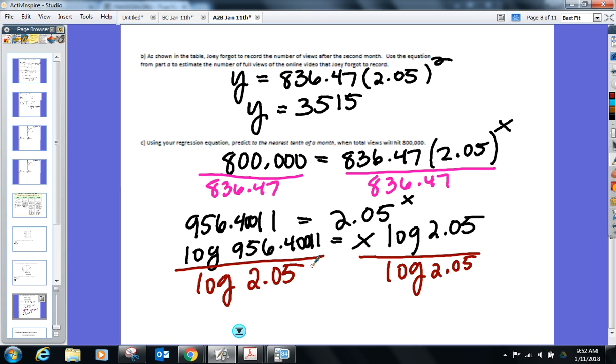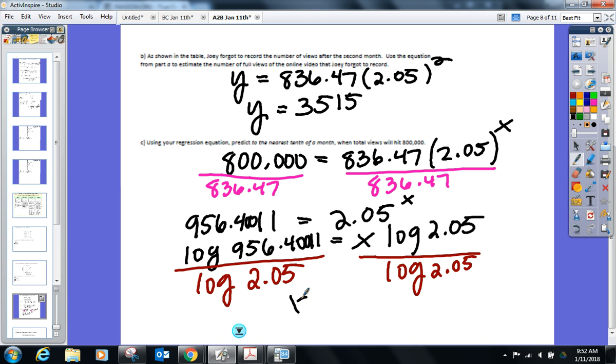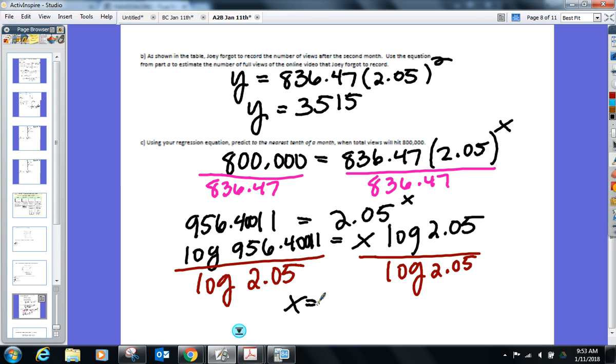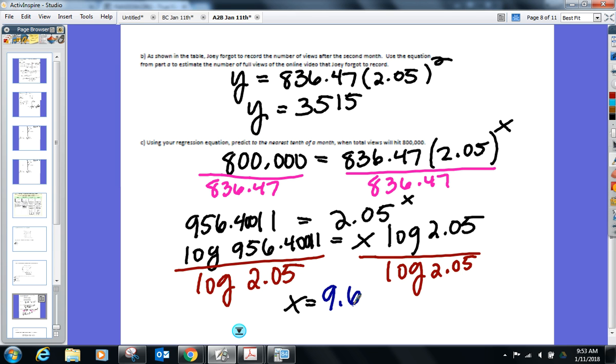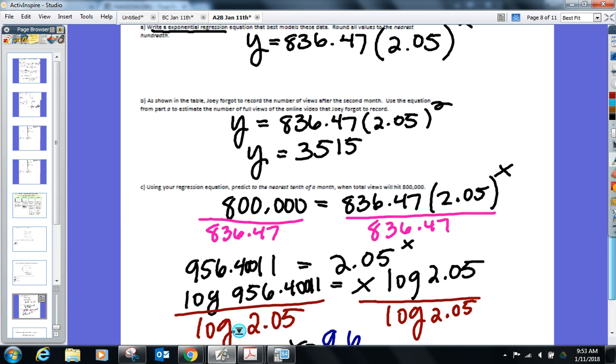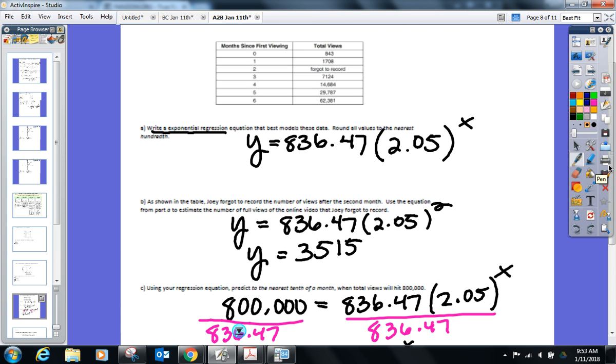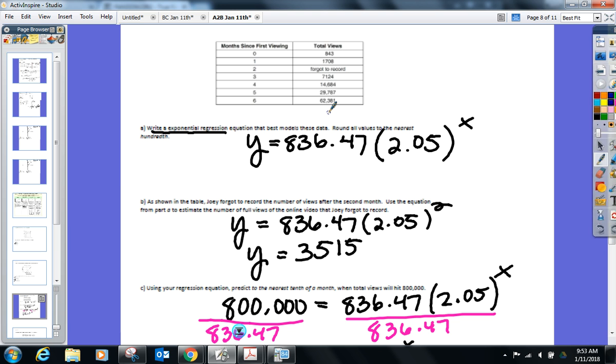And what are we rounding to? Nearest tenth of a month? And then nearest tenth, 9.6. A little common sense check, right? Everyone see where 800,000 would have been? It would have been way over, huh? So hopefully you got a number bigger than 6. Okay, 9.6.